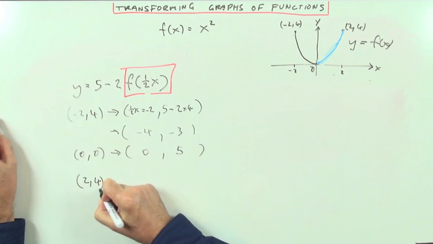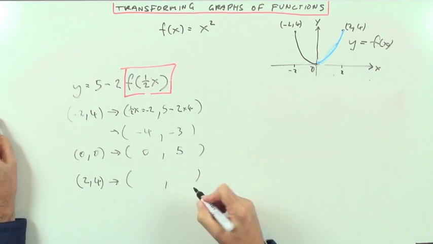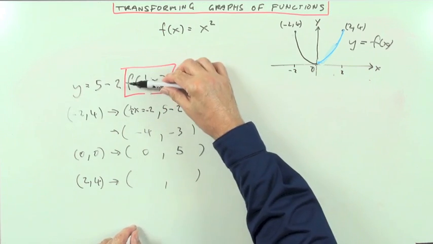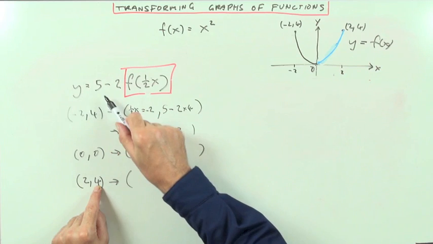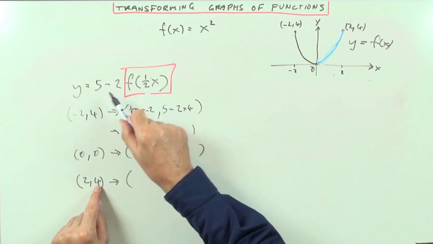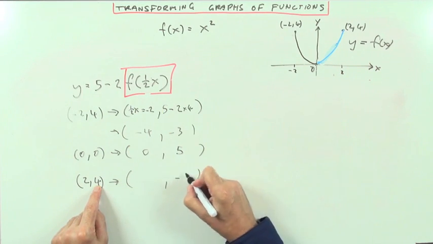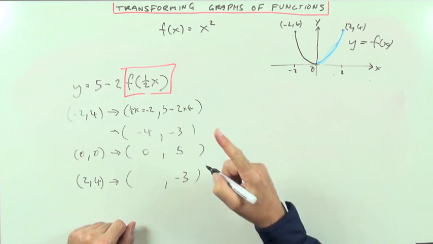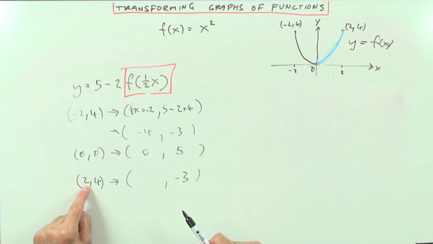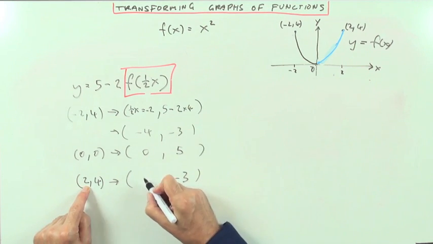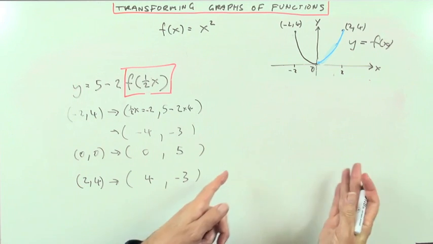Where will the point 2, 4 go? Well, if the original answer is 4, then the new answer, y, is going to be 5 minus 2 fours, 5 minus 8, so it's going to be negative 3 again. Where will it be? Well, the original position was at 2, so the new position must be, take the 2 across and multiply, must be at 4. And then put it all together.